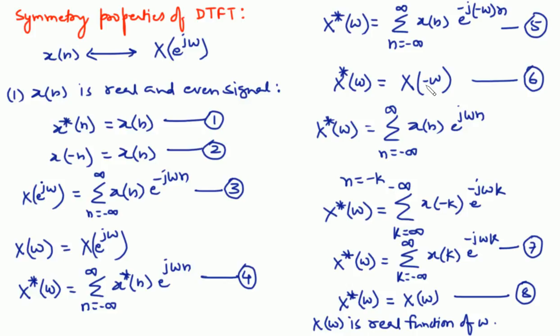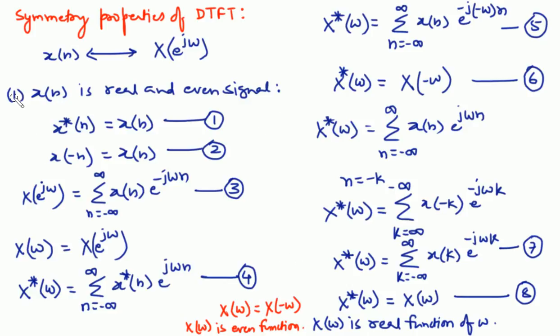Now from 6 and 8, if I equate the right hand sides, then X(ω) is X(-ω). It means X(ω) is an even function. So if signal x[n] is real and even in the time domain, then its DTFT is a real and even function of frequency ω.